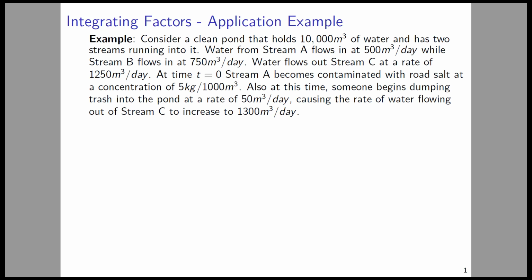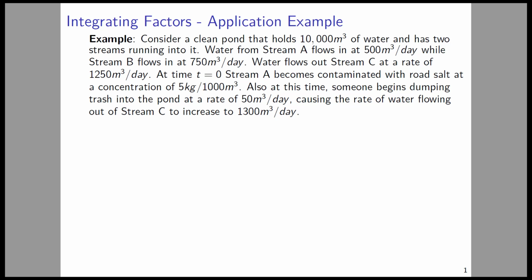Let's now look at an example where we will need to use what we learned about linear differential equations and how to solve them to figure out the application. Consider a clean pond that holds 10,000 cubic meters of water and has two streams running into it. Water from stream A flows in at 500 cubic meters per day, while stream B flows in at 750 cubic meters per day. Water flows out of stream C at a rate of 1,250 cubic meters per day.